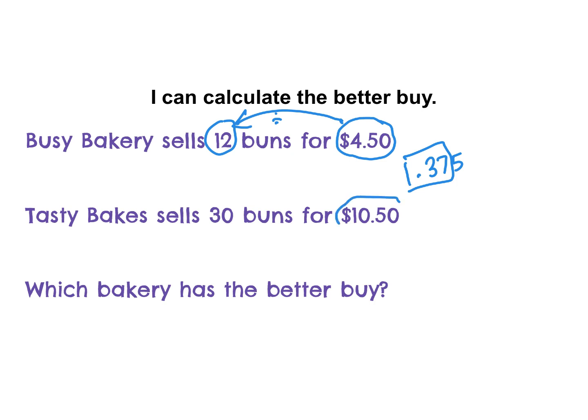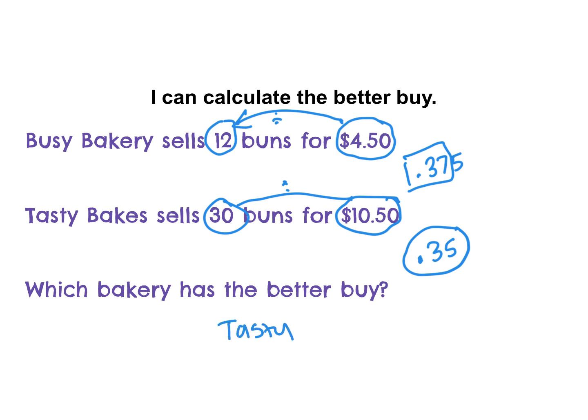And then 10.50 divided by 30 buns to find out how much does it cost for 1 bun. So 10.50 divided by 30 is 0.35, which is 35 cents. So which one's a better buy? The better buy would be the cheaper price, and 35 cents is cheaper than 37.5 cents. So which bakery is the better buy? Tasty Bakes.